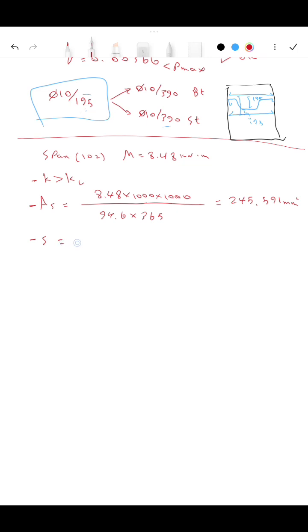And then we will calculate the space. The space equals B divided by the area of steel times the area of the bar, which is pi times 5 square. I'll use the same bar, which is 10, for the spans. So 1000 divided by the area of steel answer times pi times 5 square, and it equals 319.8, which is now check for space.